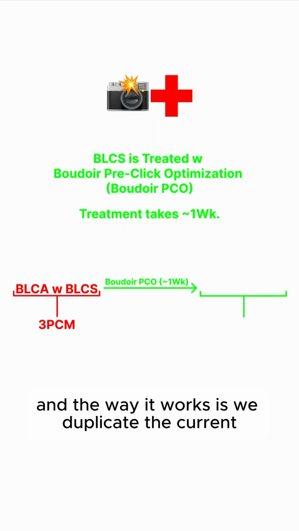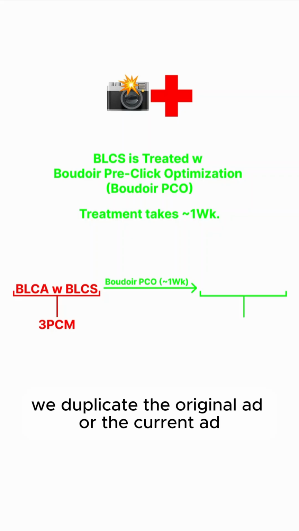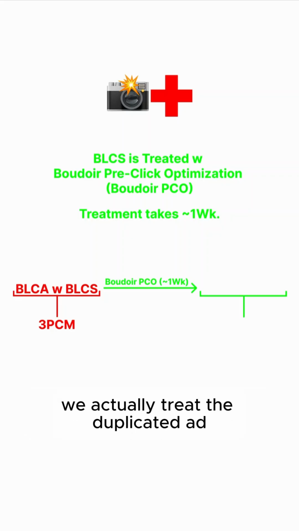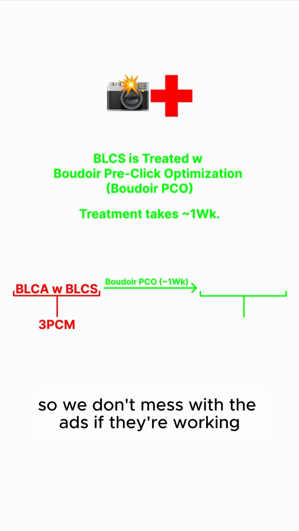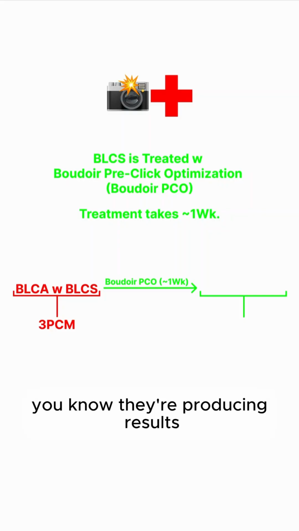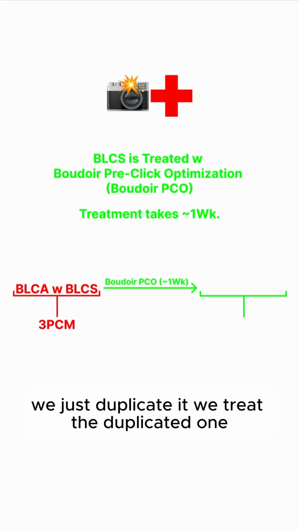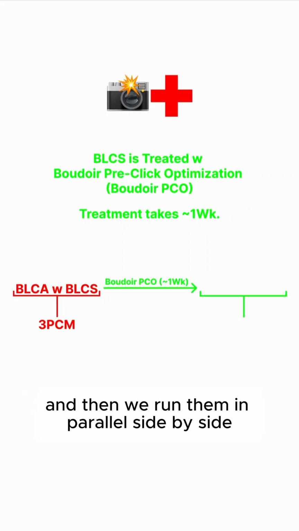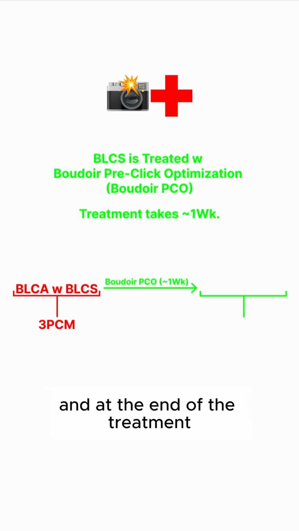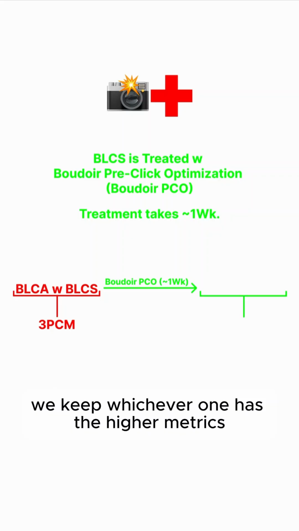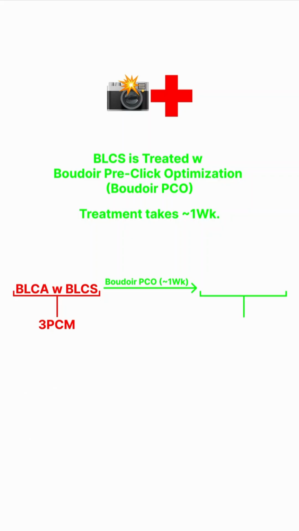And the way it works is we duplicate the original ad, or the current ad. Leave that one alone. We actually treat the duplicated ad. So we don't mess with the ads if they're working. If they're producing results, we just duplicate it. We treat the duplicated one, and then we run them in parallel side by side, the Boudoir Pico treated one and the original. And at the end of the treatment, we keep whichever one has the higher metrics.